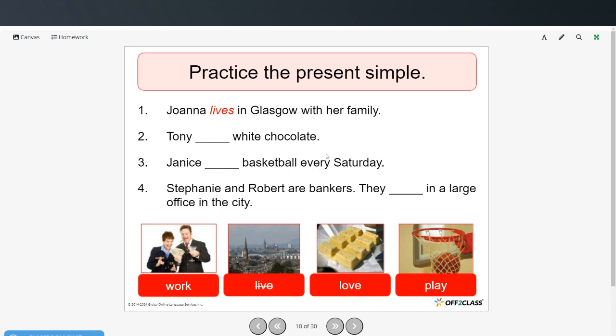All right, so now practice using the present simple. You're going to fill in with the correct form of one of the verbs in the boxes at the bottom. The first one is done for you. Joanna lives in Glasgow with her family. So Joanna is a she, so that's why we would have to put the S onto the verb live to make lives. All right, go ahead and try those on your own. Write your answers down and then restart when you're ready to check.